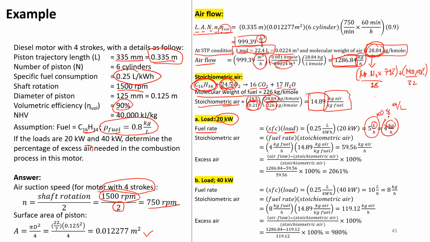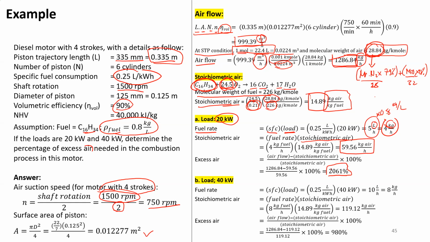Then you will get this. And for the stoichiometric air, you need to multiply the fuel rate, which was calculated before, with the stoichiometric air. So you will get 59.56. And then you can calculate the excess air by using this formula: airflow minus stoichiometric air, divided by the stoichiometric air. So the excess air that is needed for this problem is 2061% if the load is 20 kilowatt.